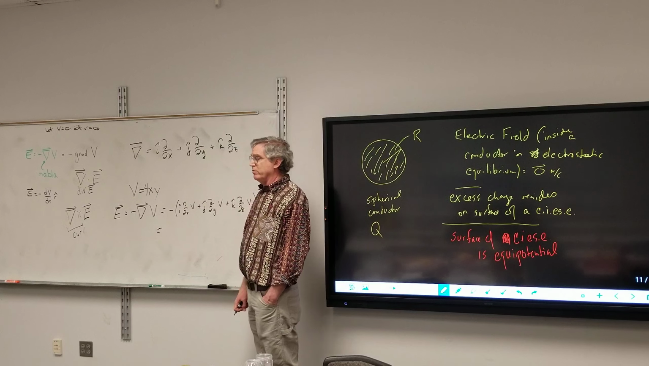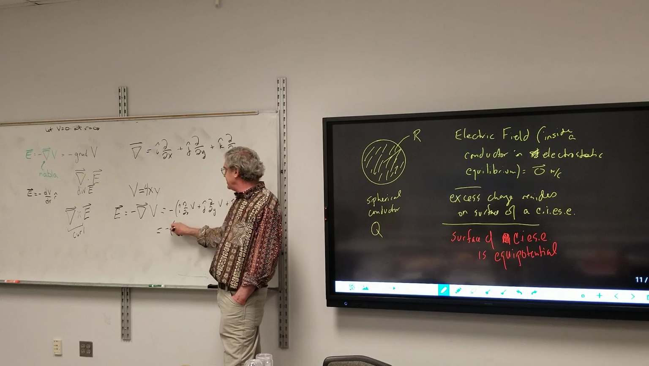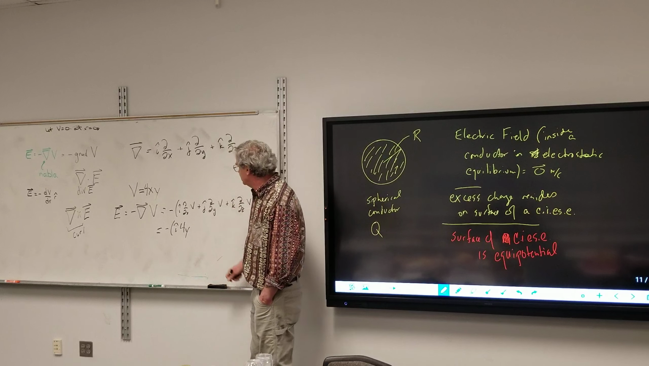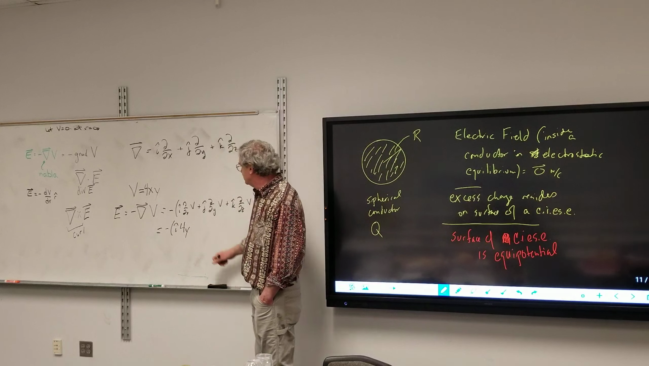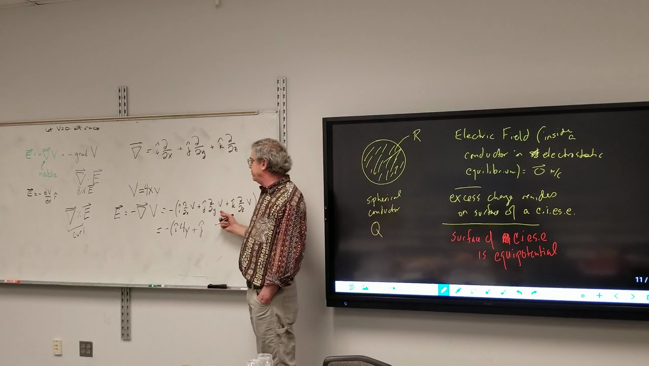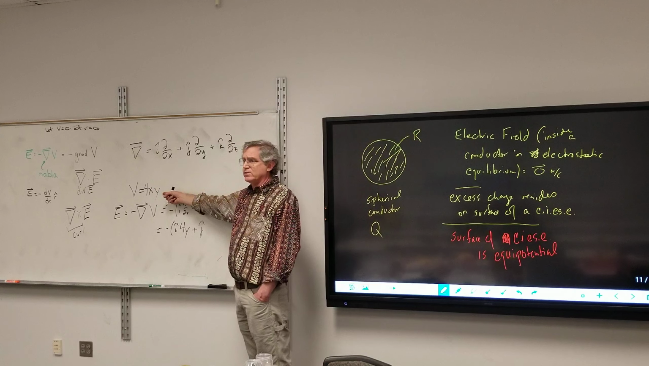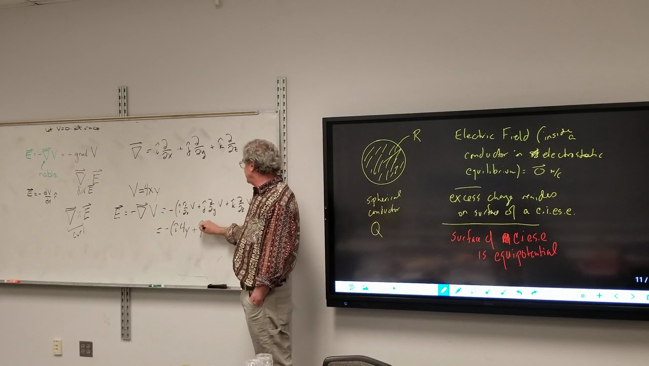So 4xy, the partial derivative of 4xy with respect to x, well, x is the variable, 4y is considered a constant. So negative i hat times 4y, plus j hat, the partial derivative of V with respect to y. Well, you consider x to be a constant now, and so this is 4x.